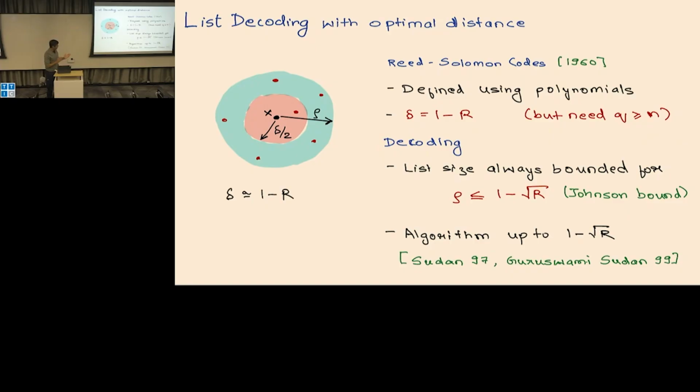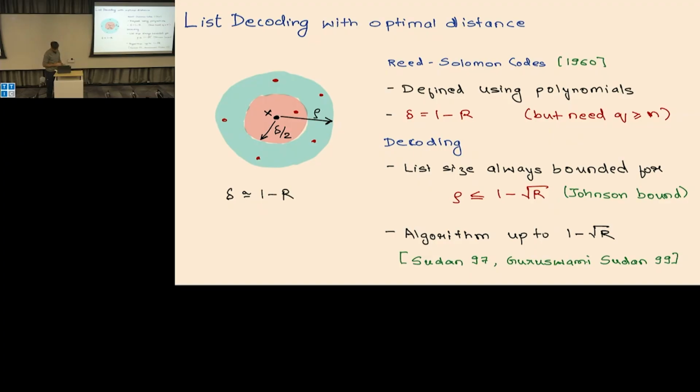But these codes come with excellent properties. There's a lot of nice things known about list decoding. And in particular, there are algorithms which can list decode up to a radius known as 1 minus root R, which is called the Johnson bound. This is a radius up to which we know that any code actually has a bounded list size.